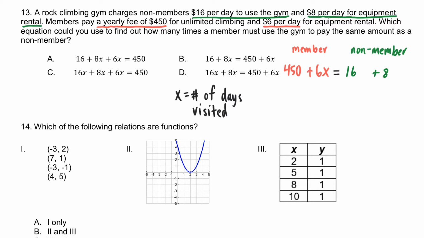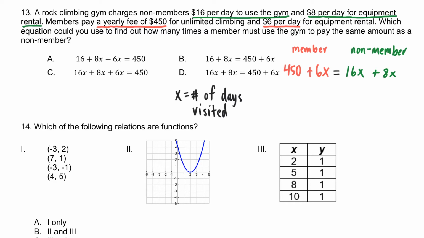We don't know how many times the non-member goes, so what are we going to do? This is where our algebraic thinking comes into play. We're going to put an x here, and we're going to put an x here. However many times they happen to go that year, number of days visited, x, that's how much they're going to pay. Okay, so the non-member is going to pay 16x plus 8x to visit.